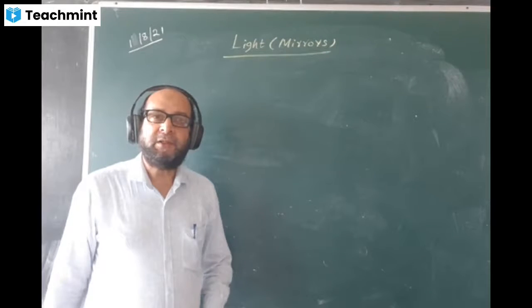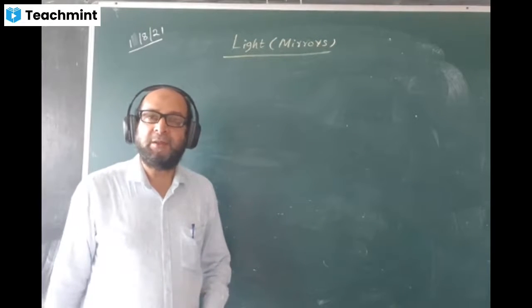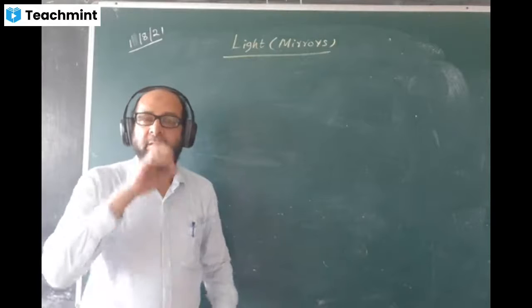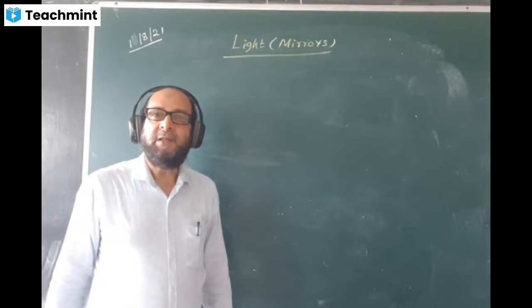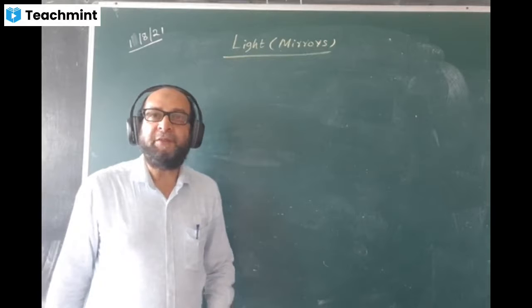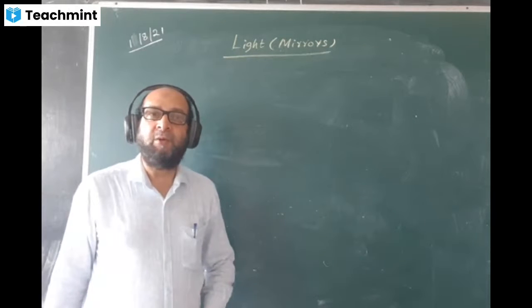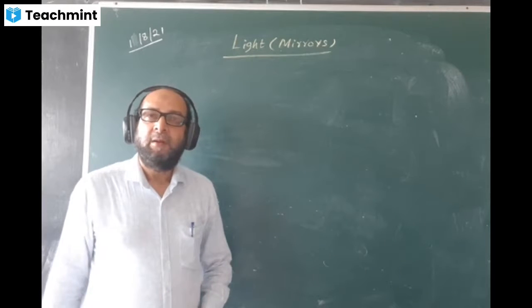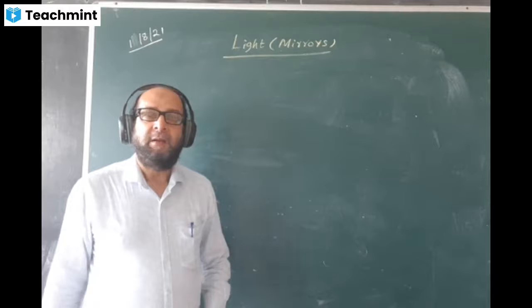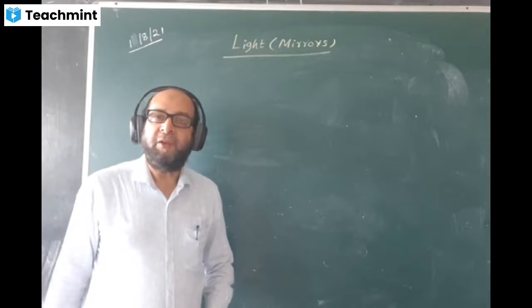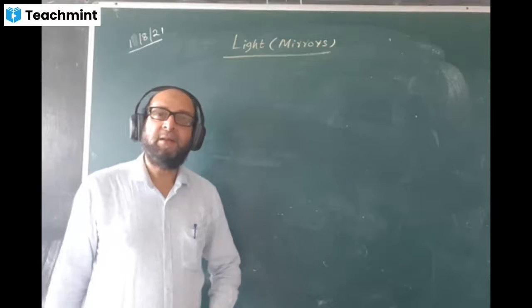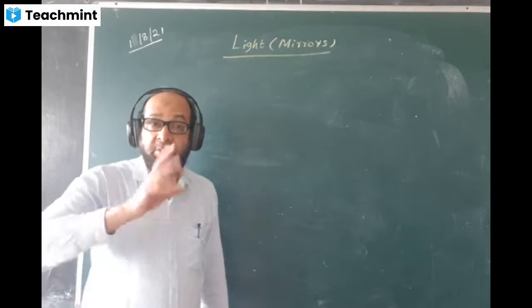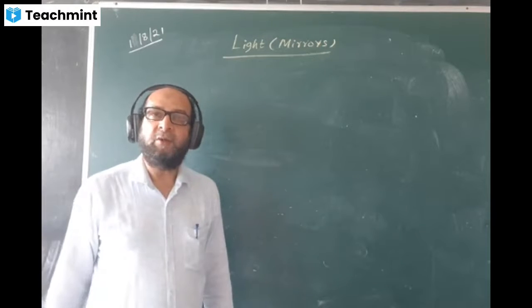And in the lens, there is no polished surface, there is only a transparent surface. Usually it is made up of glass. We see the image by way of refraction. There also the image is formed, but by way of refraction. What is the meaning of image? That means you are seeing the other shape of the original object. That is called image.